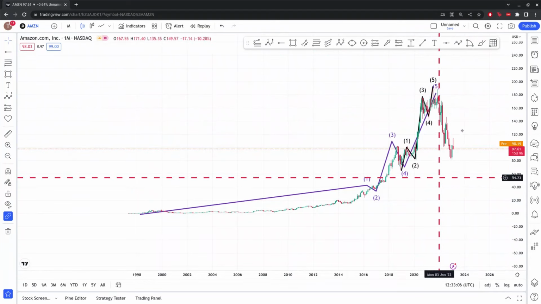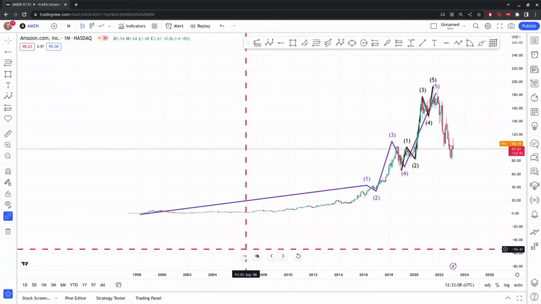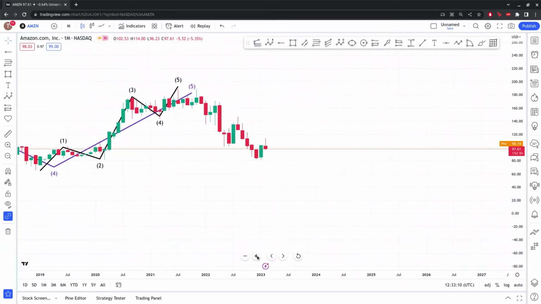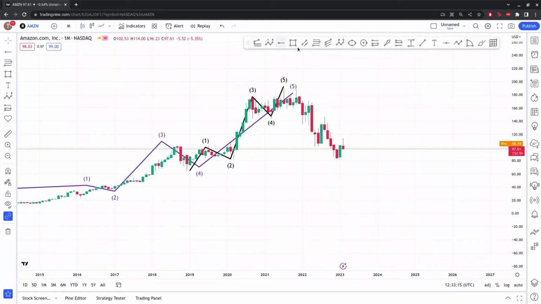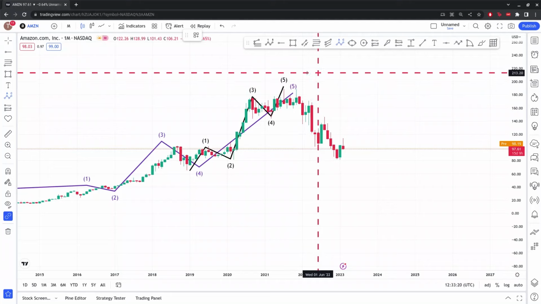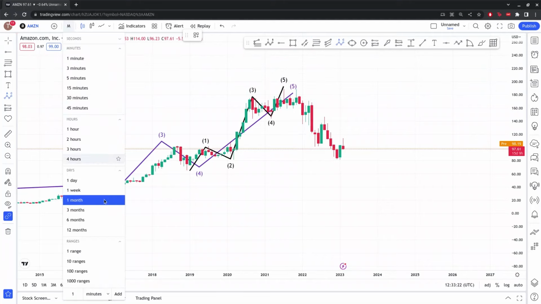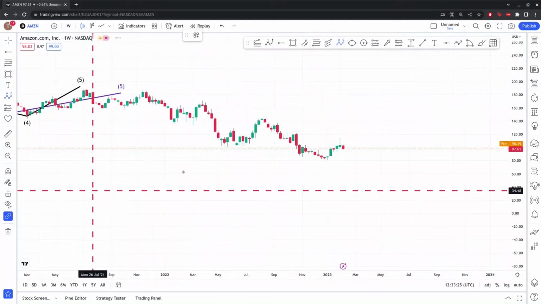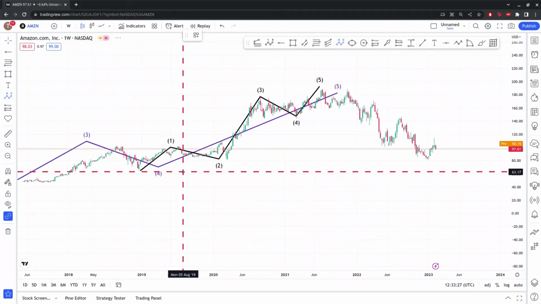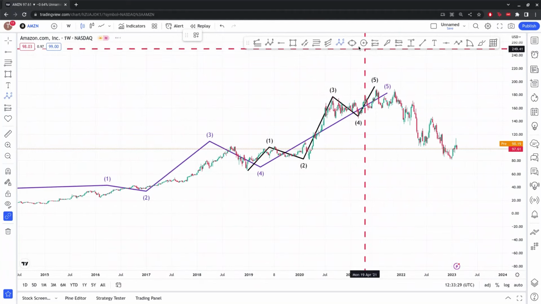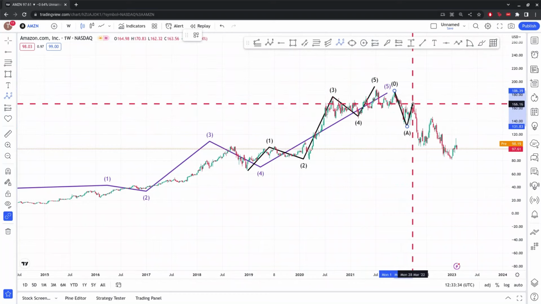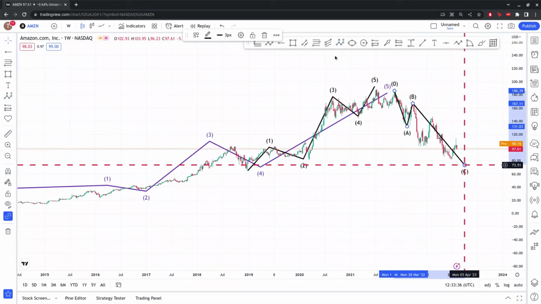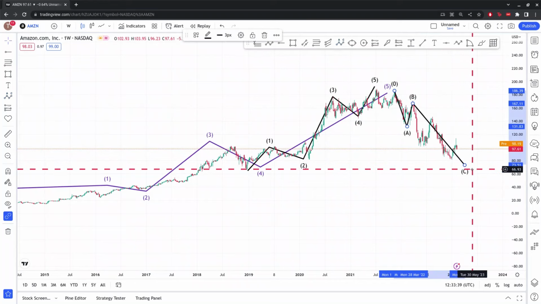A retracement is an ABC pattern, which is a 3-wave pattern, where the A wave could either be a 5-wave pattern or a 3-wave pattern, and the B wave is always a 3-wave pattern, and the C wave is always a 5-wave pattern. So if I go down to the weekly time frame to see the fractals properly, this is the A wave, the B wave, and the C wave. And the C wave is always a 5-wave pattern.